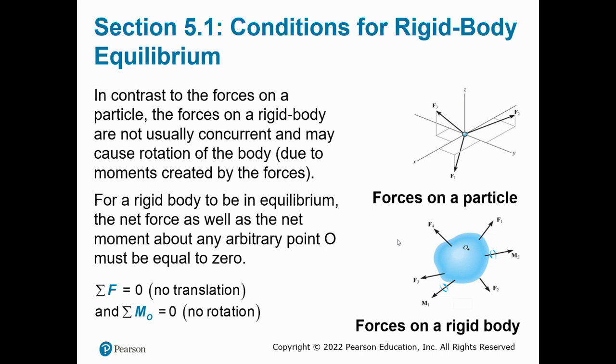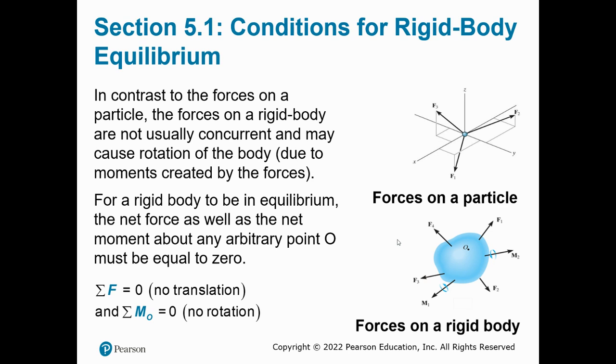So in contrast to the forces on a particle, the forces on a rigid body are not usually concurrent and may cause rotation to the body. So in order for a rigid body to be in equilibrium, the net force needs to be equal to zero. Sum of all the forces needs to be equal to zero. And also the sum of all the moments needs to be equal to zero.